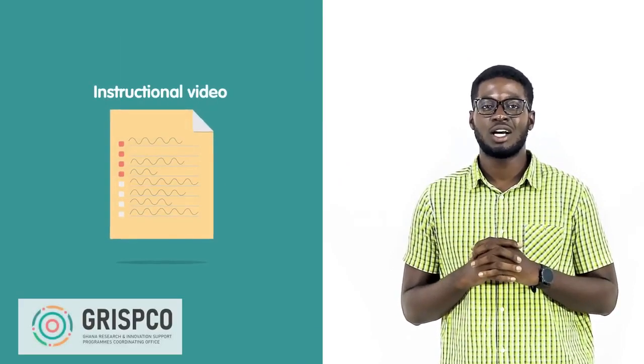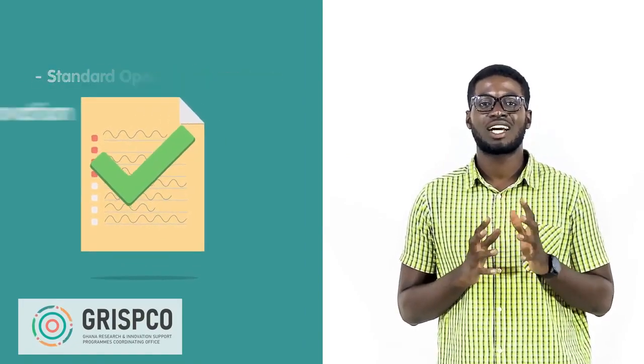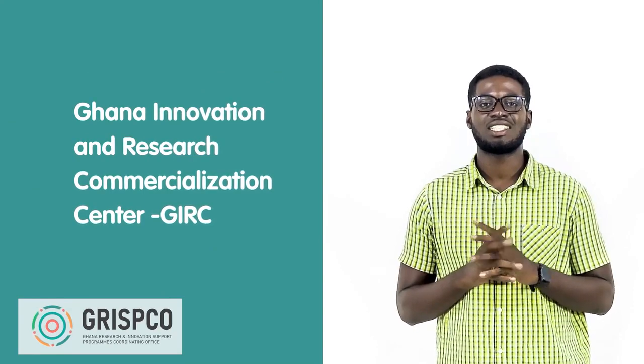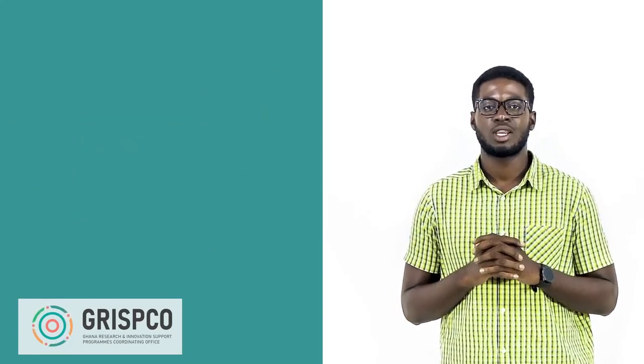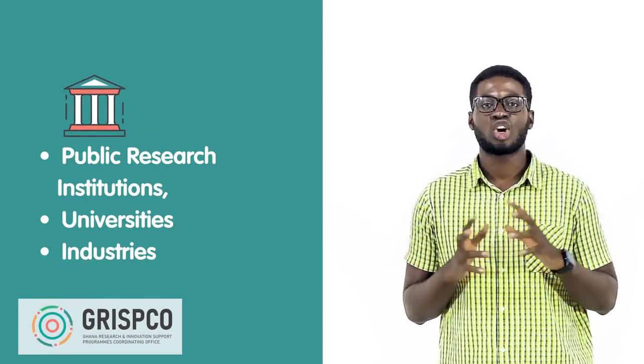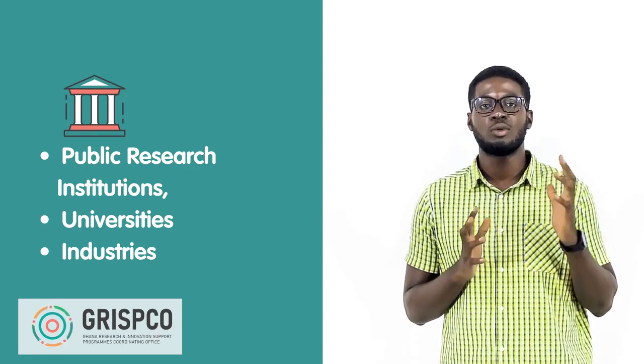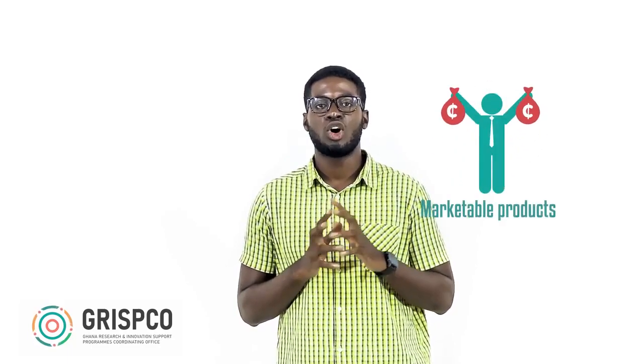In this instructional video, I'll be taking you step by step through the standard operating procedures developed for the Ghana Innovation and Research Commercialization Center, that's the GIRC Center. Public research institutions, universities, and industries, collectively referred to as institutions, can also utilize these SOPs to improve the quality of their research outcome. This standard operating procedure summarizes the process by which research emanating from an institution will be transformed into marketable products or services for the benefit of the society.